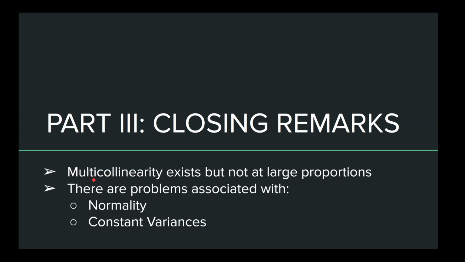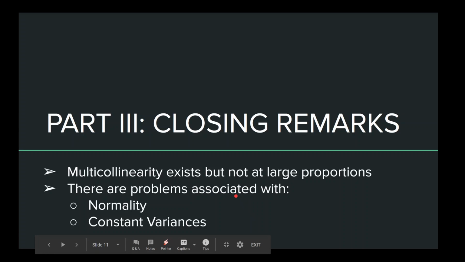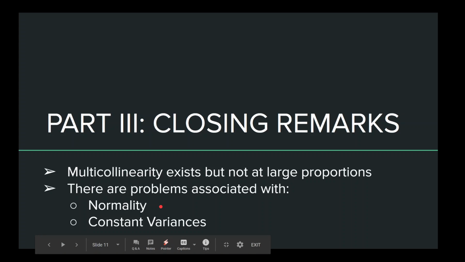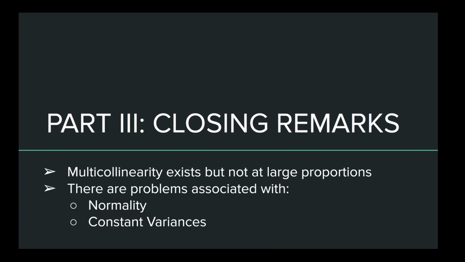Firstly, multicollinearity exists, however at minor proportions. My closing remarks for that would be that not much remedial action is required. Next, there are some problems associated with the data's normality and constant variances. Further, normality, as can be seen from the first histograms of this presentation: furnace slag, age, superplasticizer, and fly ash have the largest issues.